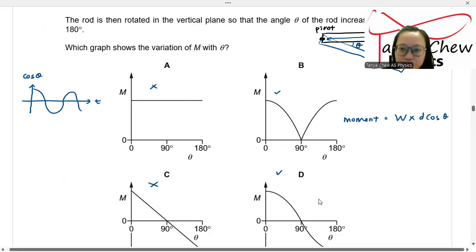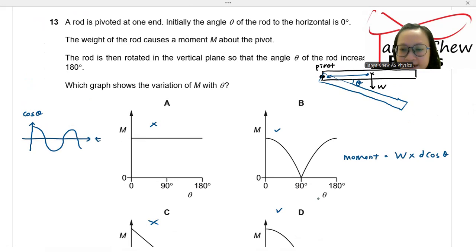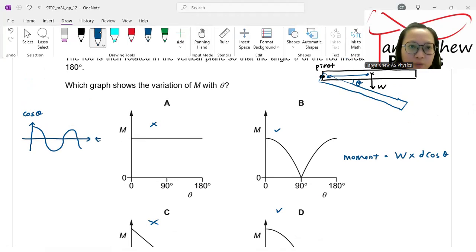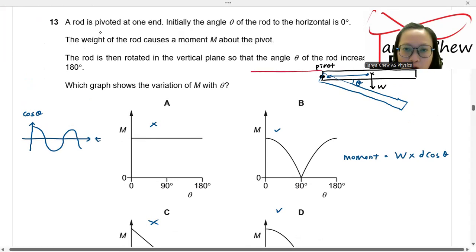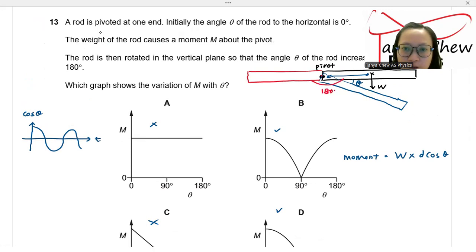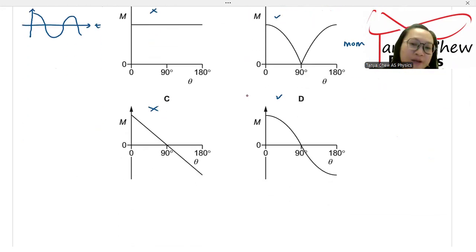Right, and then I have to check again. Okay, until 180 degrees. Can you see that? When 180 degrees, that means the rod is now at the opposite direction. Could you see that? This is 180 degrees. I want you to see this. Weight is acting at the opposite direction and the pivot is on the left-hand side. Initially at 0 degrees, pivot is on the left-hand side. Now, after 180 degrees, pivot is on the right-hand side. Can you see? The direction of moment has changed. Right, so that is why you have to give a negative value to the moment. So this is positive value at 0 degree. At 180 degrees, it needs to have a negative value. That is why D is the answer.